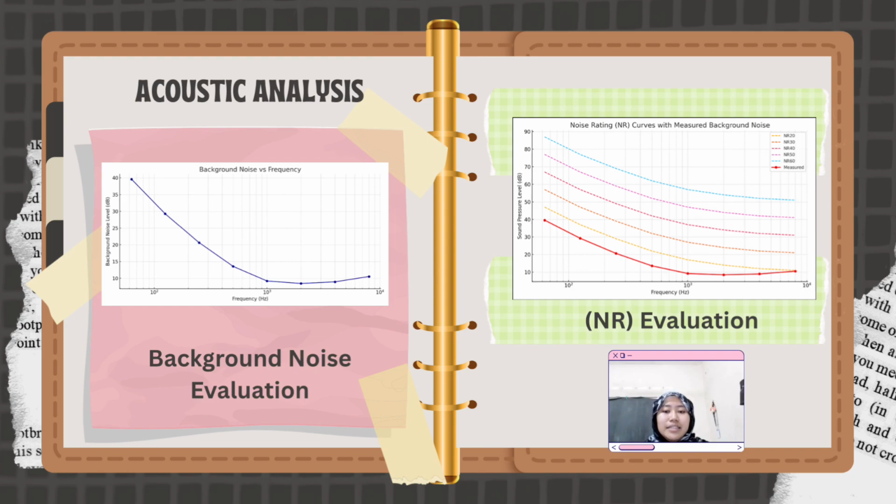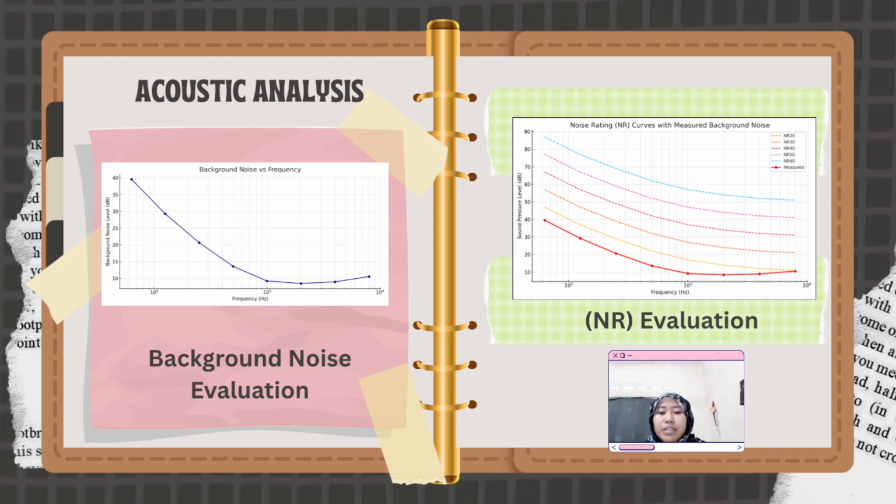Next part is the noise rating or NR evaluation, which is a method used to assess how suitable the background noise levels are for a particular type of space. It's especially important in places like a classroom where speech clarity is critical.